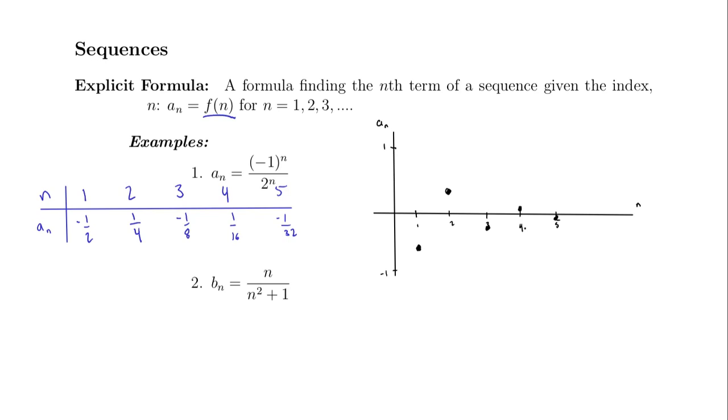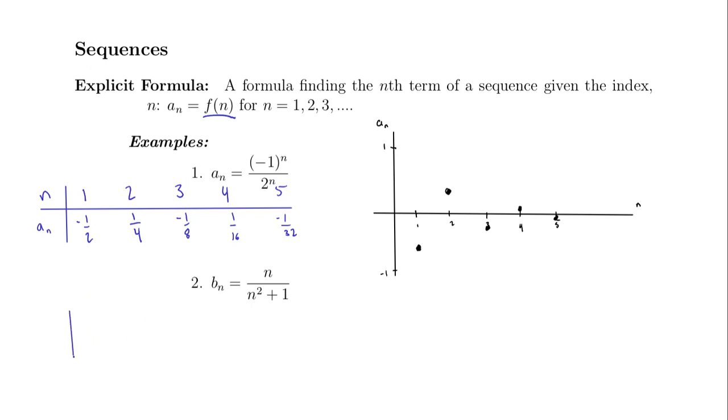We don't really connect the dots or anything like that because our sequence isn't defined for any values in between 1, 2, 3, 4, 5, etc. It's not like a function where it can take on real numbers in between the integers. So our maps or graphs of these sequences are really kind of boring. They just look like dots. So that'll be something to just keep in mind.